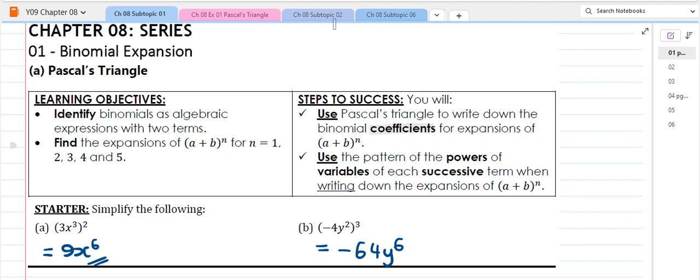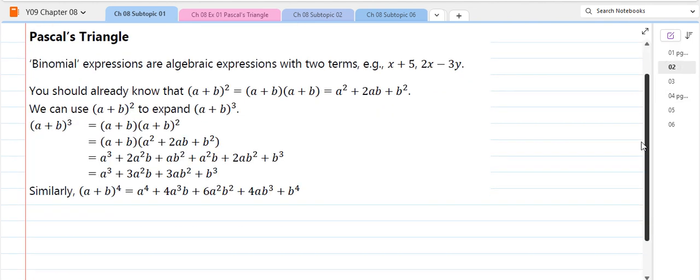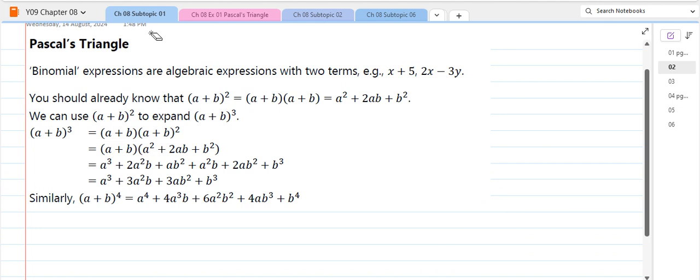algebraic expression. Okay, and then one of the things that you will notice is that you will use the patterns of the powers of variables of each successive term when you have to write down the expansions of a plus b to the power of n. And a plus b could be different terms altogether, but let's have a look at the first one. Okay, so first of all, binomial expansions are algebraic expressions with two terms.